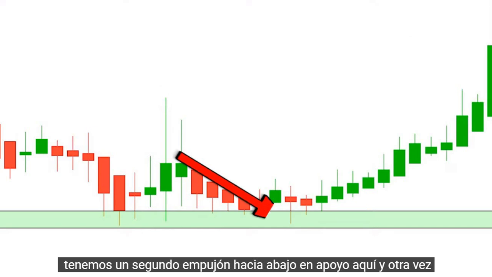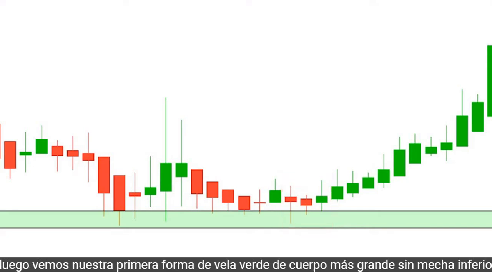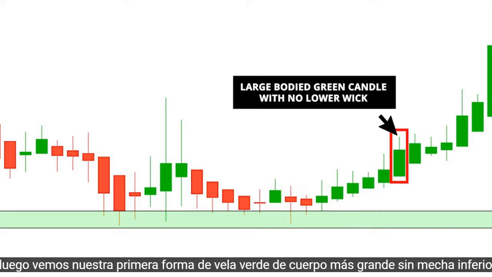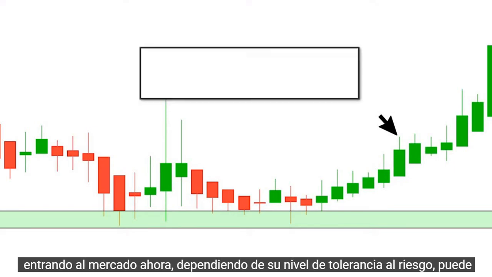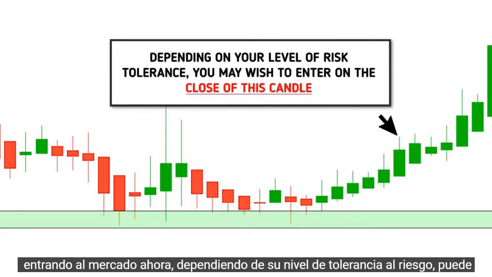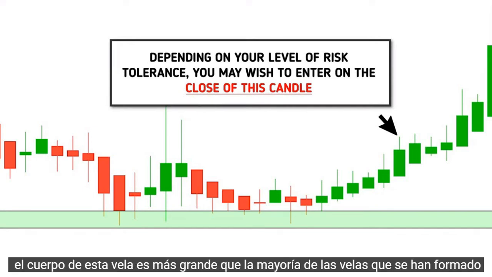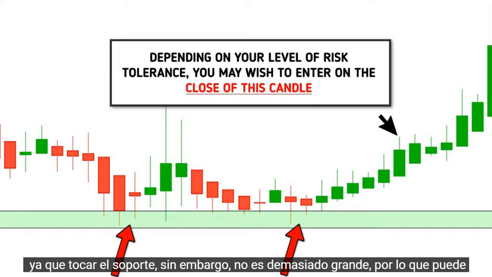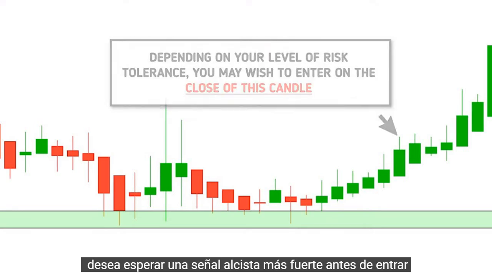We have a second push down into support here, and again we see these small candles form with wicks on either end. We then see our first larger bodied green candle form with no lower wick. This is the first signal we see of bullish pressure entering the market. Now, depending on your level of risk tolerance, you may wish to enter on the close of this candle. The body of this candle is larger than the majority of candles that have formed since touching support. However, it's not overly large, so you may wish to wait for a stronger bullish signal before entering.